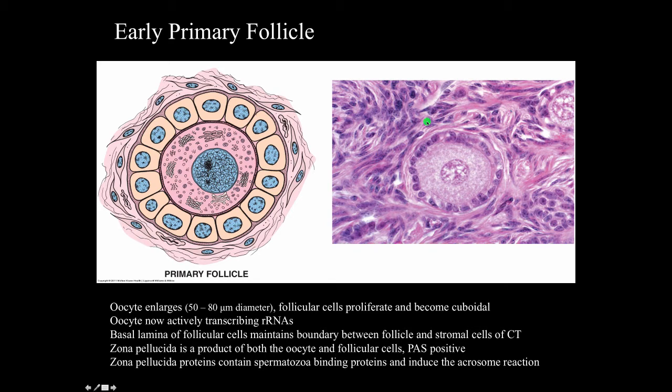The zona pellucida is clearly beginning to form on the early primary follicles. You can see little profiles of the zona pellucida here. And the zona pellucida contains spermatozoan binding proteins, and they induce the acrosome reaction. So it is rather interesting that the zona pellucida, with these important proteins for spermatozoa binding and formation of the acrosome reaction, are forming really very early in the development of the follicles, sometimes almost decades before they're going to come into play as a potential ovum is being fertilized.